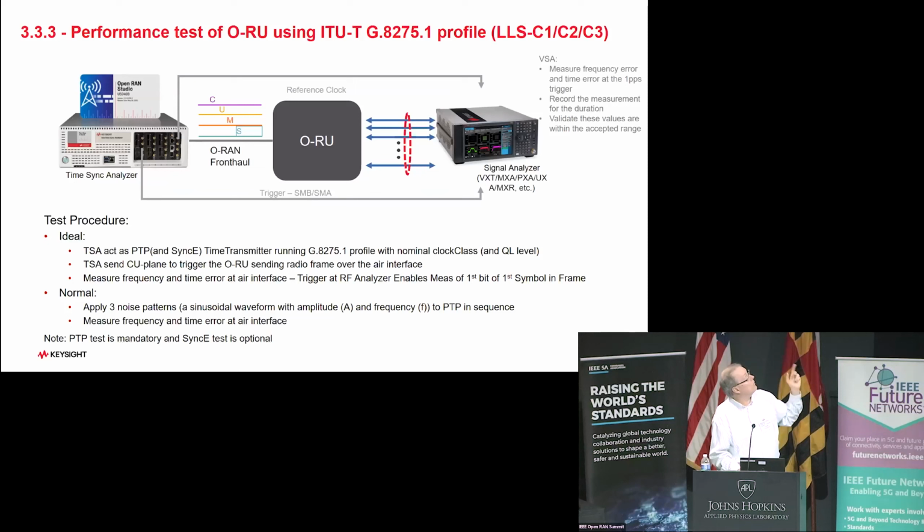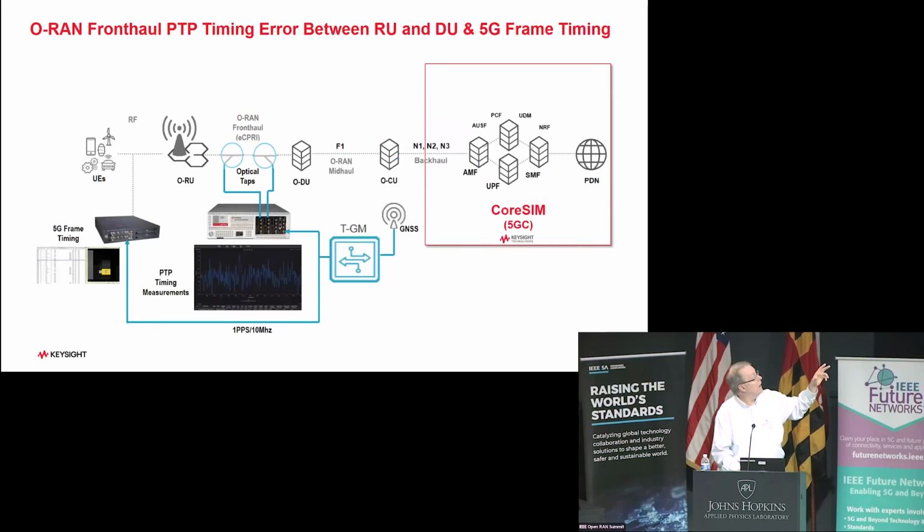This is showing how you do a full G.8275 conformance test using that same framework. And then this is showing it in an actual network or a test bed, how you can use optical taps to look at PTP convergence and timing with PTP. At the same time, you're looking at 5G timing, using the 1 PPS trigger, looking at the first bit of the first symbol in the 5G frame, and there's a grandmaster that's driving timing for all those things.